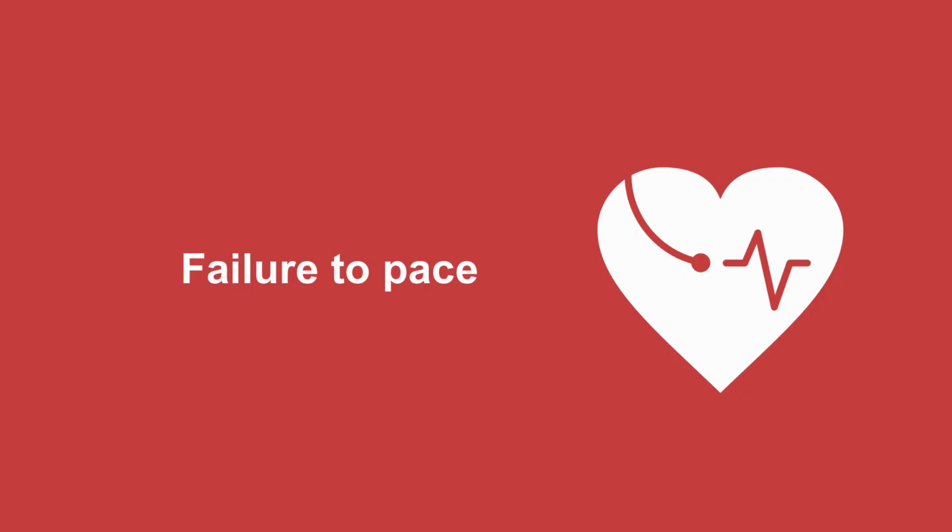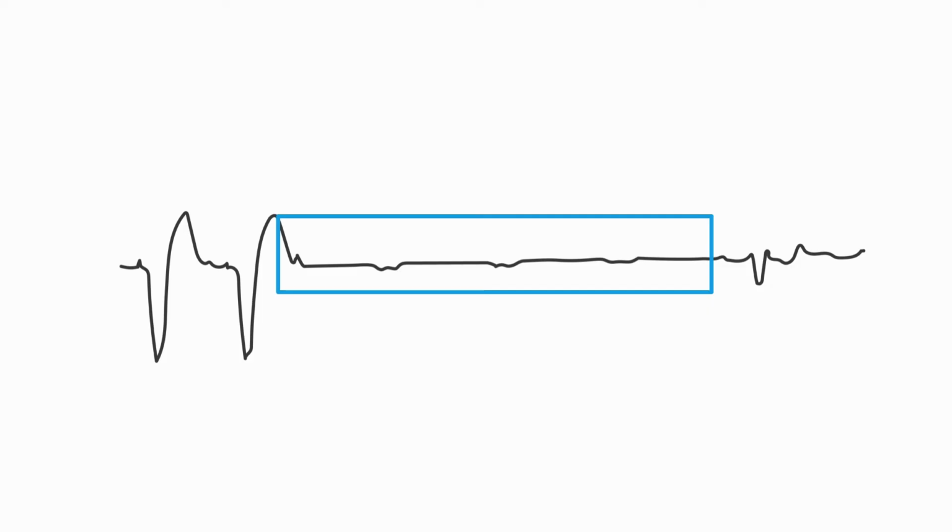Lastly, failure to pace may be the reason for transvenous pacing failure. In this strip here, we see that there's this long period of asystole after the first two captures, and this is failure to pace, and there are no pacer spikes during this period of asystole.